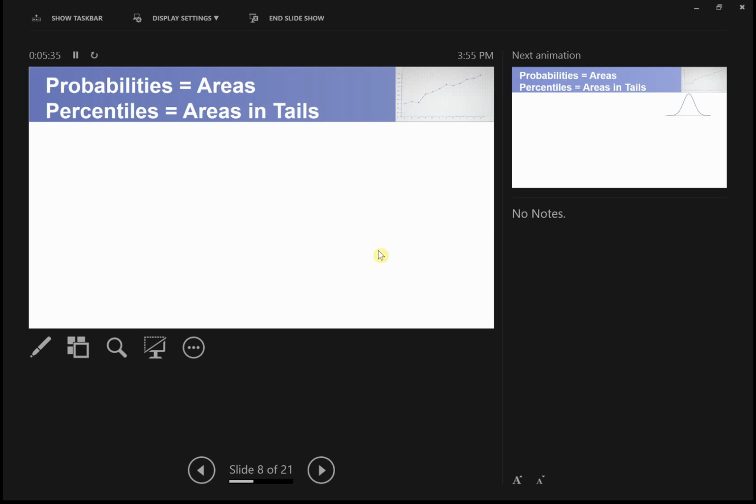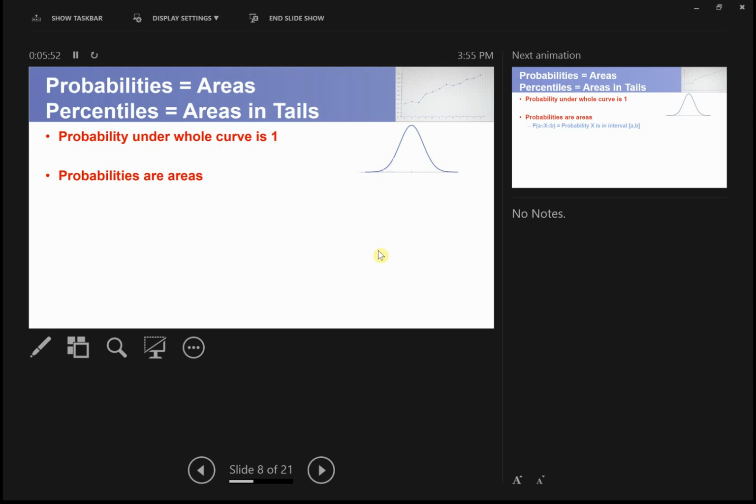probabilities are areas. Okay. And percentiles are areas and tails. So if I'm given any distribution at all, I've drawn this like a normal distribution, but it can be anything at all, the area under that curve has to be 1. That's important. And then we said, okay, we have to give up the idea of talking about the probability of specific values occurring. The only thing we can do is talk about the probability that the variable has a value in some interval. That's what makes sense. And that is actually the area under this curve.